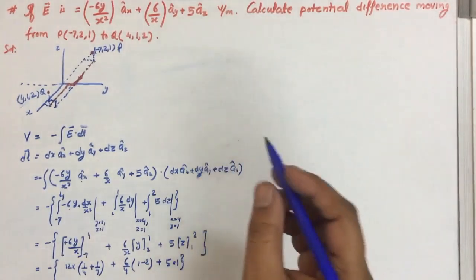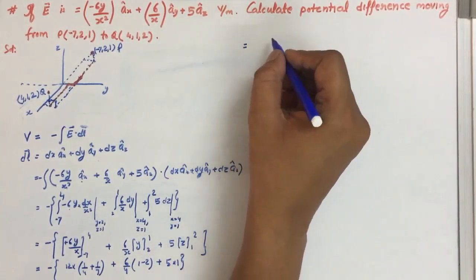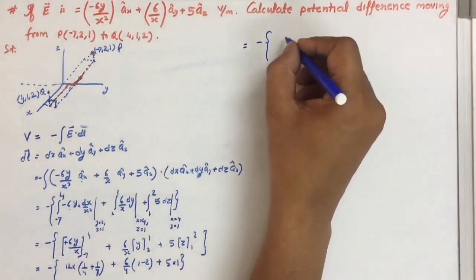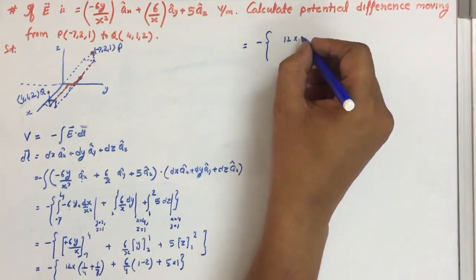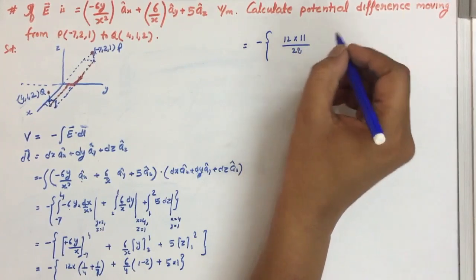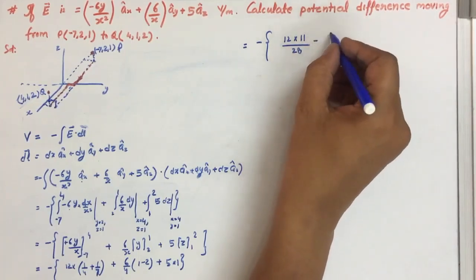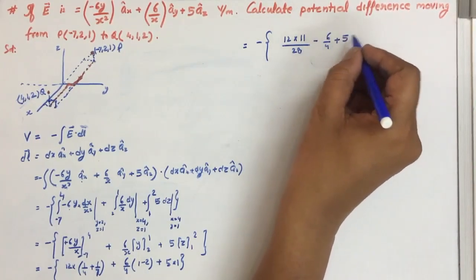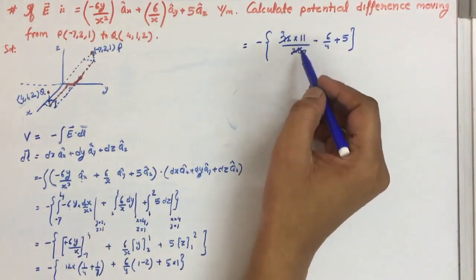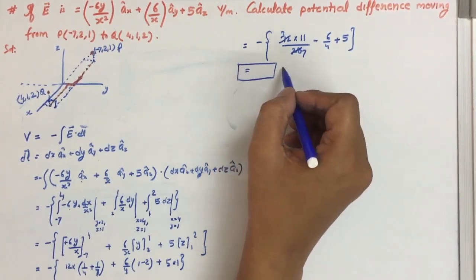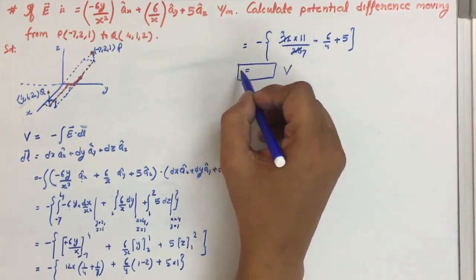Now simplify this. After this simplification, it is quite difficult: 12 into 11/28, minus 6/4, plus 5. Now solve this, and you will get the final answer.